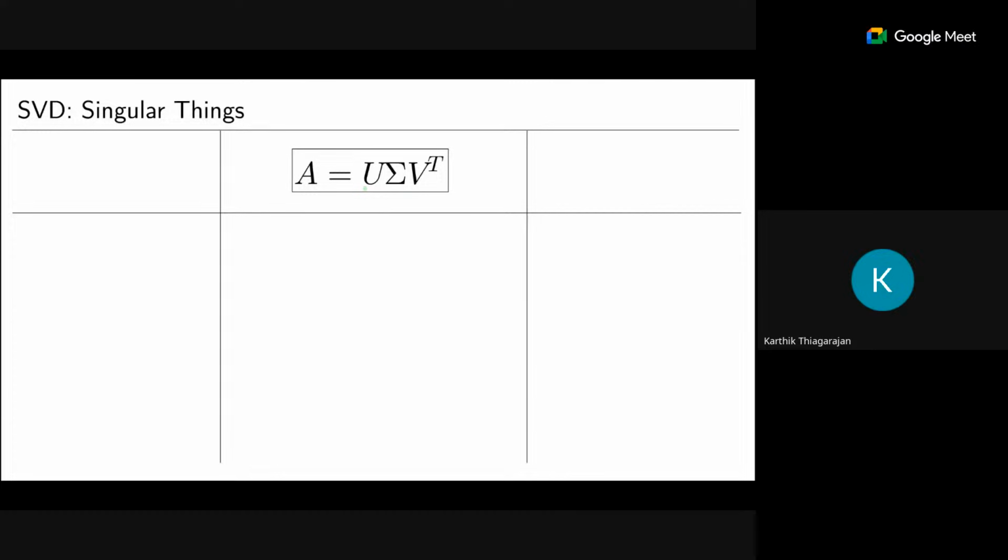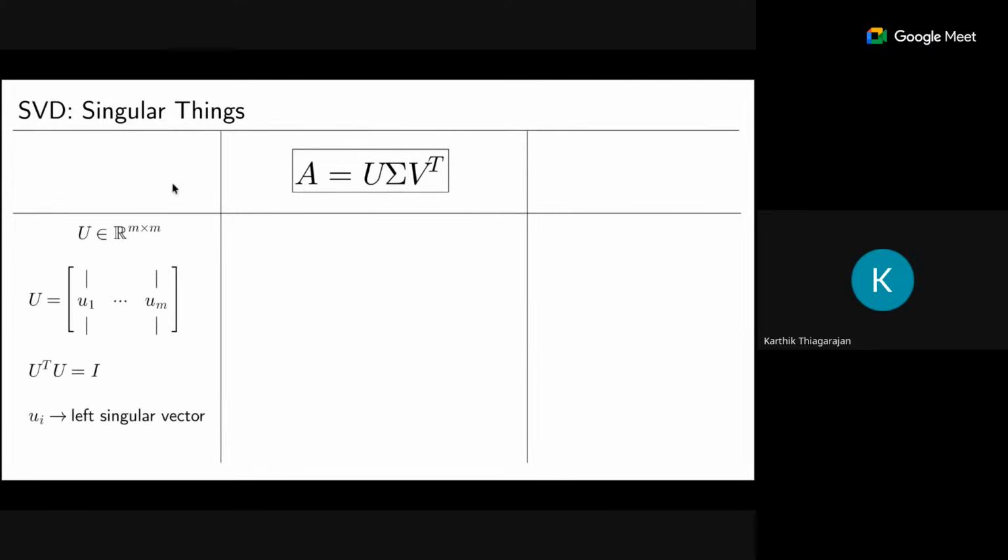Singular values you already know, sigma 1 to sigma whatever, so that you're familiar with. But singular vectors, there are 2 kinds. Whatever goes into U and V are called singular vectors. Depending on which one it goes into, they are either called left or right singular vectors. So let's first take U. U, as we already know, is orthogonal, so U transpose U is I. Now, every one of these columns is called a left singular vector.